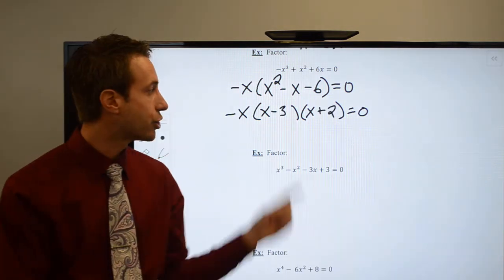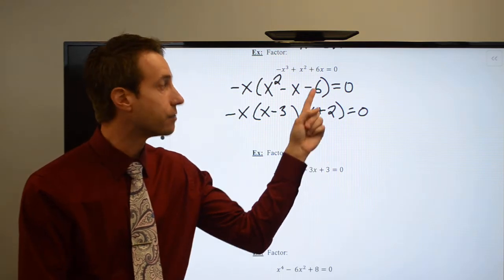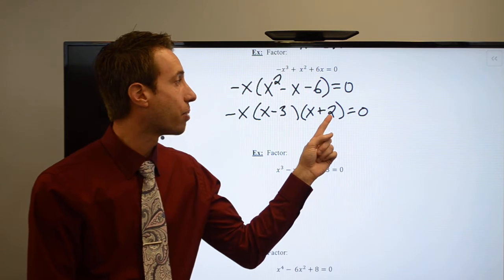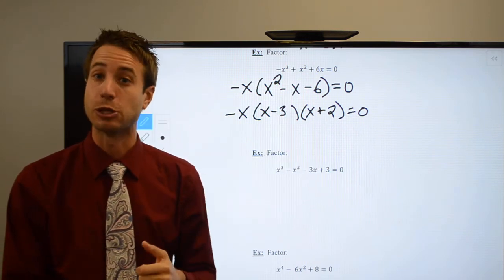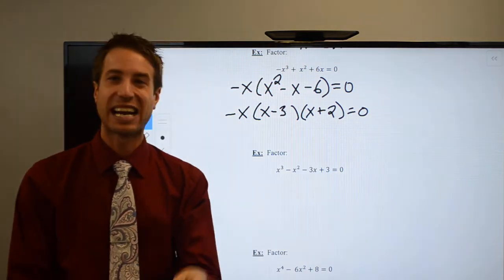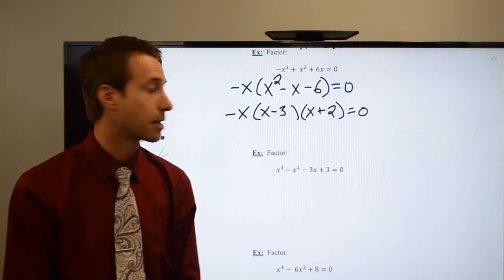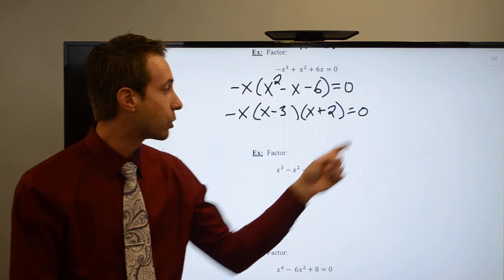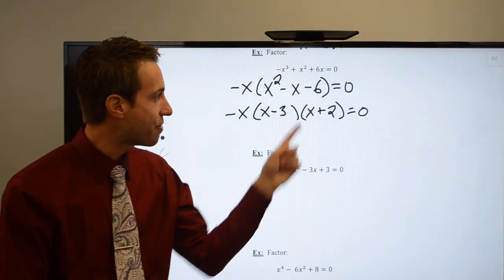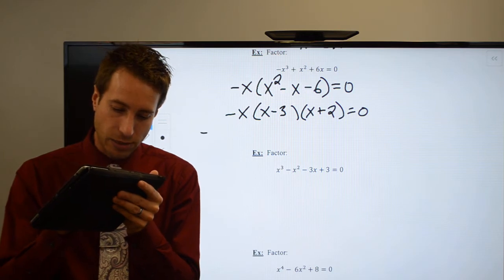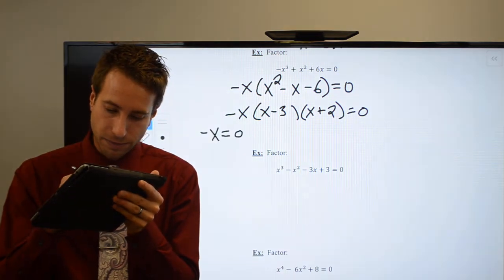Let's double check to make sure. Negative 3 times a positive 2. Yep, that's a negative 6. And a negative 3 plus a positive 2 absolutely leaves me with a negative 1. So what we saw here is that I needed to use 2 of my factoring methods to actually factor this guy completely. But now because it's set equal to 0, I have multiplication there and there, which means I can split all these guys up, set them each equal to 0, and solve.